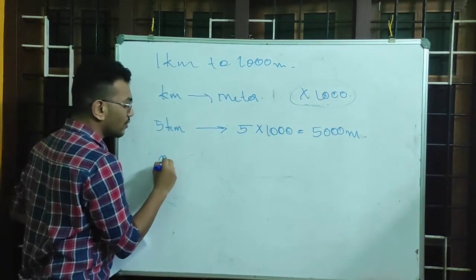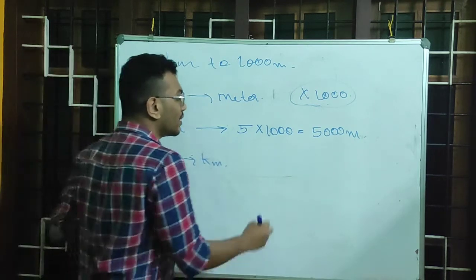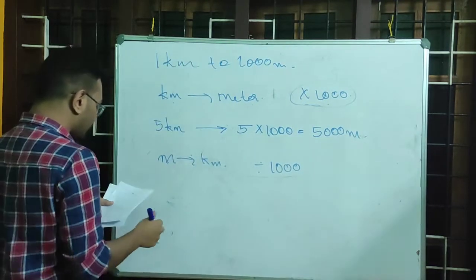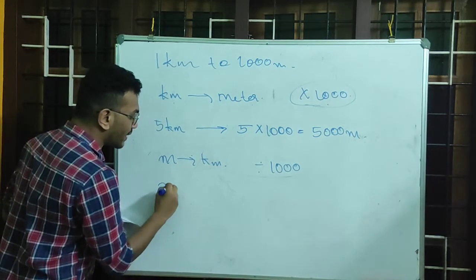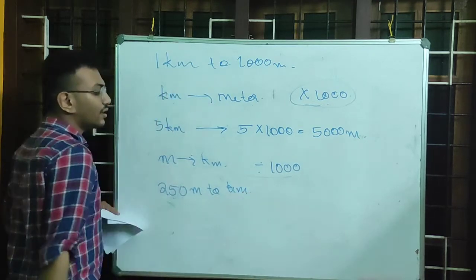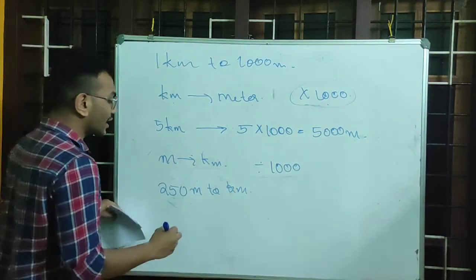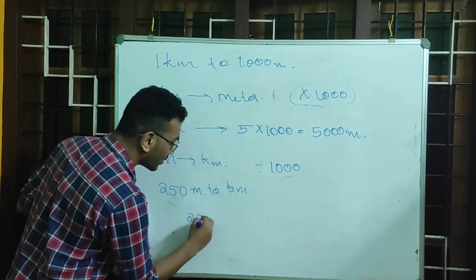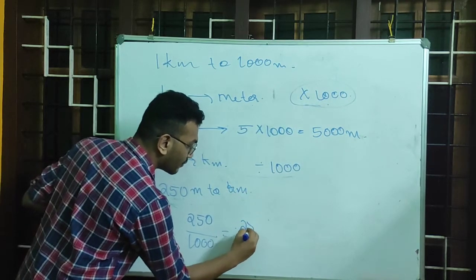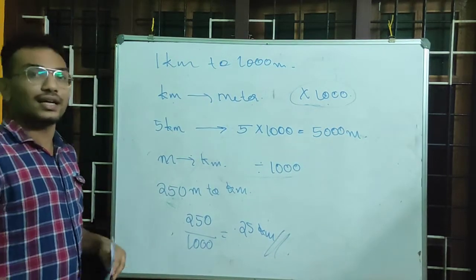Now, how to convert meter to kilometer? We would divide by 1000, right? So the question, let's convert 250 meter to kilometer. As we said, if you want to convert meter to kilometer, we have to divide by 1000. Therefore, 250 divided by 1000, that is 0.25 kilometer. It's a basic one that we have studied earlier.